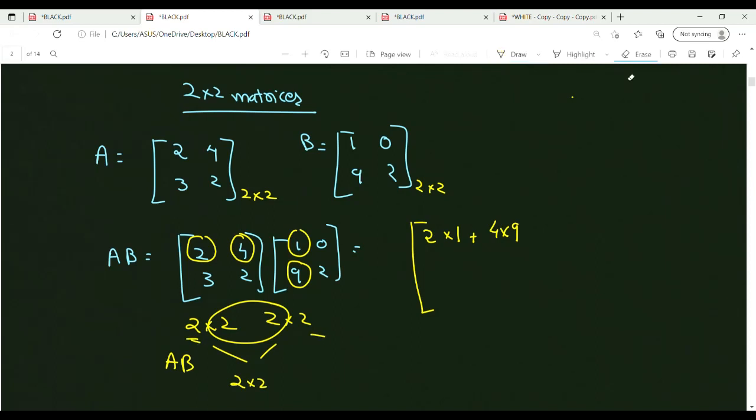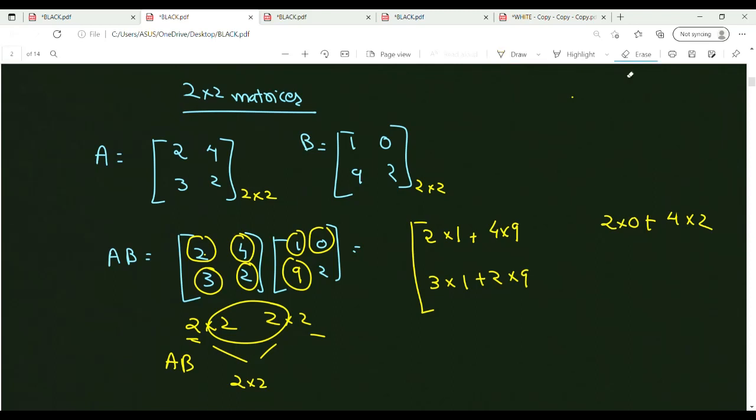Now the first step is complete. Now what will we do? We will multiply this element with this element, so it will be the a12 element. So 2 cross 0 plus 4 cross 2. After it is over, we will multiply this one with this one and this one with this one. So we will get 3 cross 1 plus 2 cross 9.